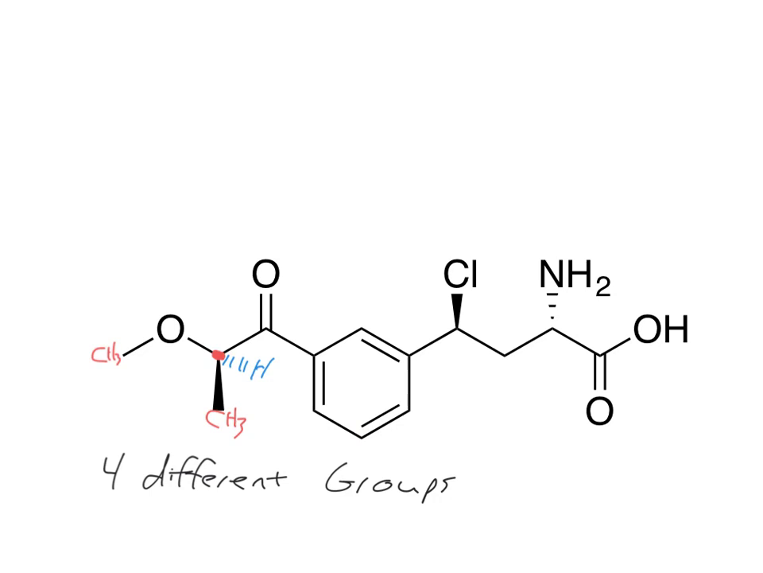Same over here. We have a chlorine that's wedged, which means the implied hydrogen has to be dashed. And now we look at this one. There's a carbon to the other side, but there's still some difference, right? This one has a double bond as part of it. This is just a CH2 group. So as long as there's some difference between these two carbons, we can say that they're different groups. Chlorine, hydrogen, we have our four groups. So let's mark this one with the red dot to show that it's a chiral center.